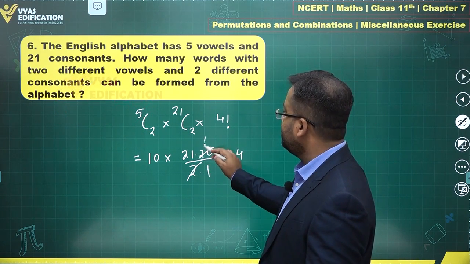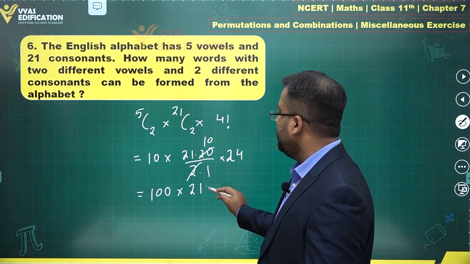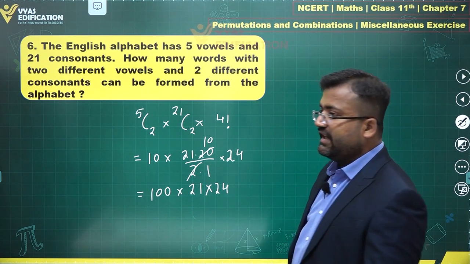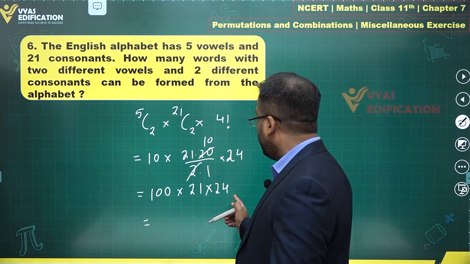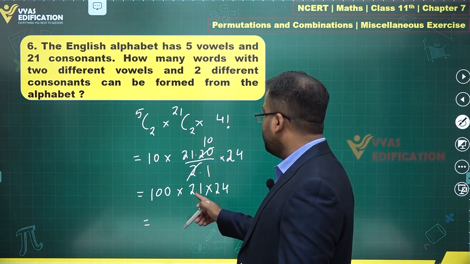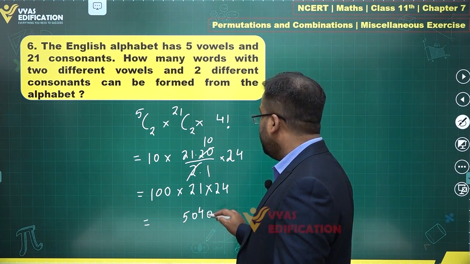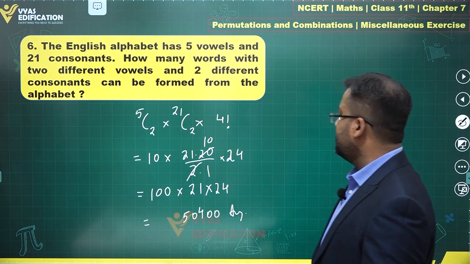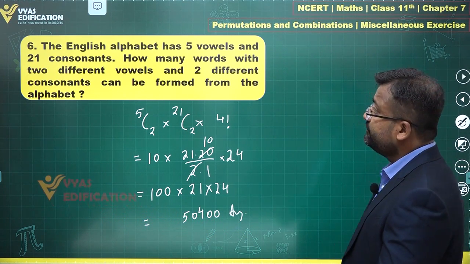Okay, this is 10, right? So this becomes 100 times 21 times 24. And can we multiply 21 and 24? Yes, we can do that. This will be equal to what? 4 times 1 is 4, times 2 is 8, 9, 10, 0, 1 carry, and 5, 0, 4, 00 is what I get. This is my answer for this question over here. Let's move on to the next one.